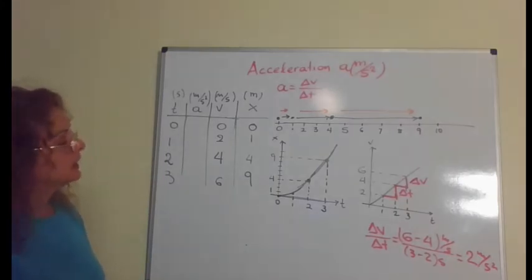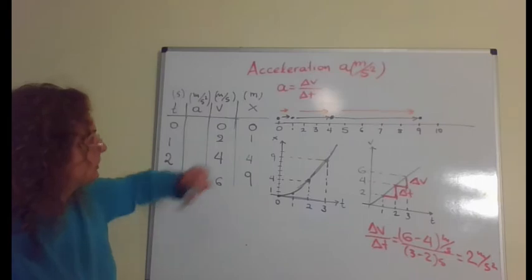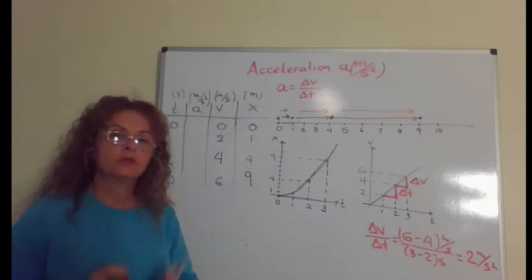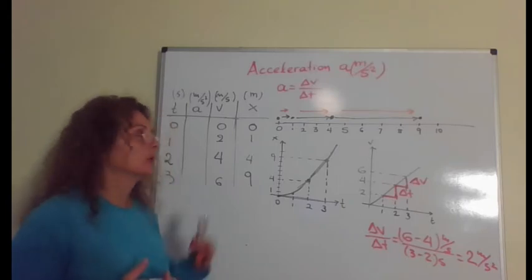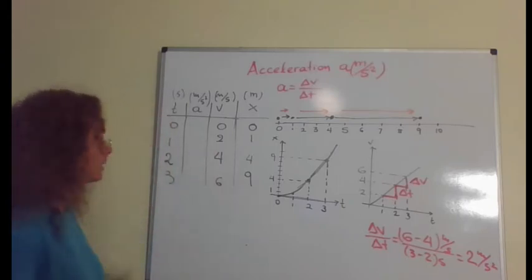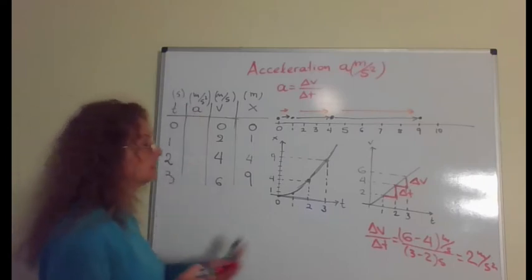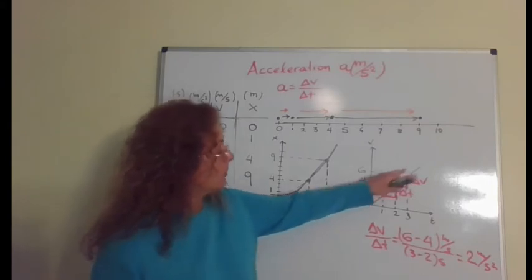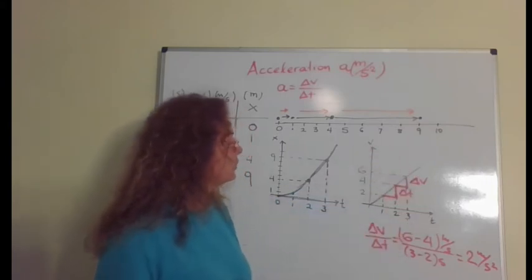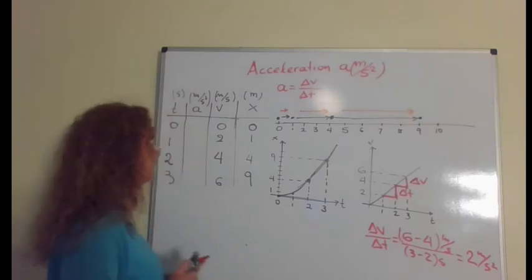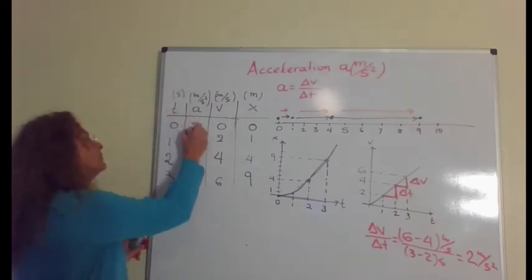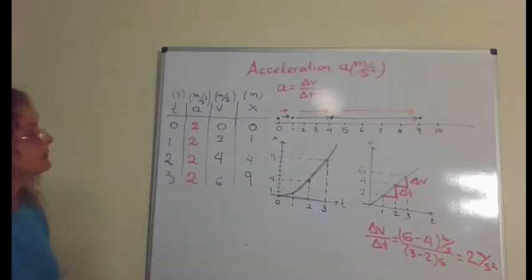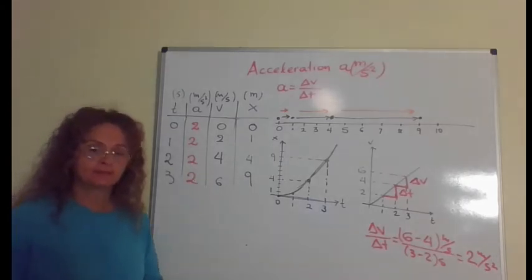So we decided to give the name of acceleration, use the symbol A, to be able to recognize and talk about the change in velocity. So the acceleration, which is the change in velocity, and it is the slope in the velocity time graph that shows us how velocity increases. So in this case, acceleration will be 2 meters per second squared.